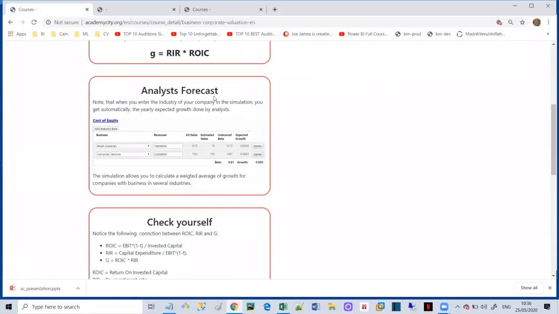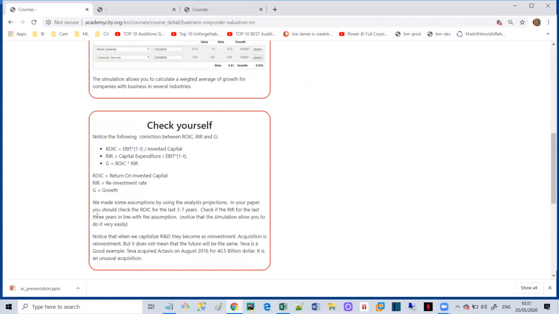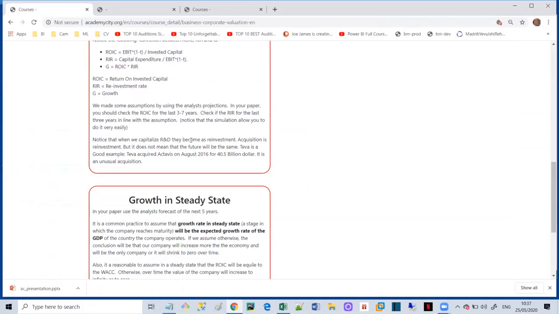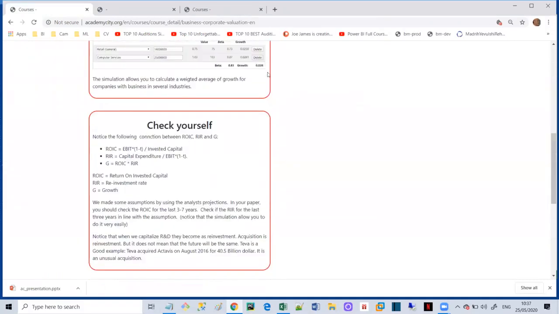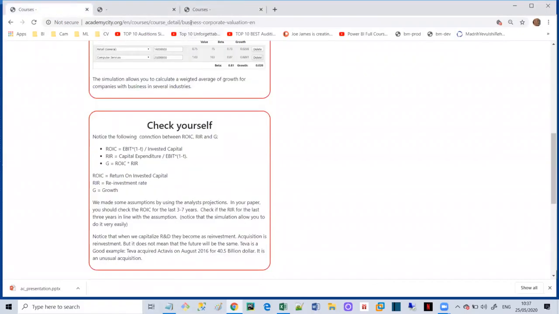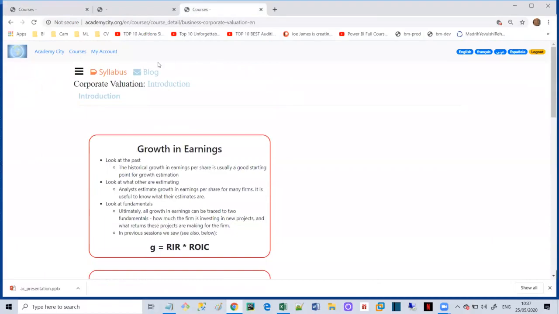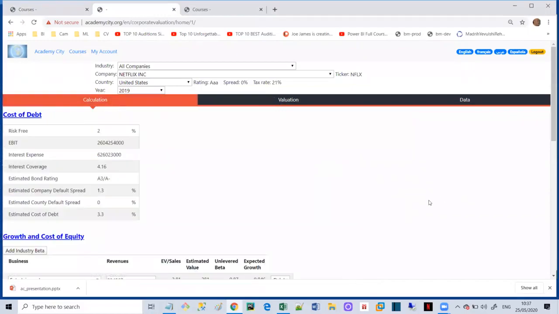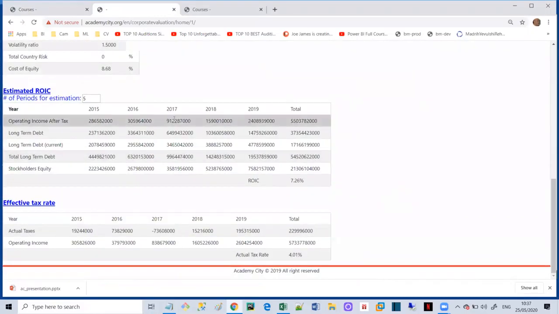This one we covered, and then I talked about how you can use the industry. This one we talked about last time, the relationship between growth, return on invested capital, and reinvestment rate. This is in fact reiterating the same equation here. We can go and look at it in a different way, by the way. Let's look at the calculation. We'll go down to the very bottom here.